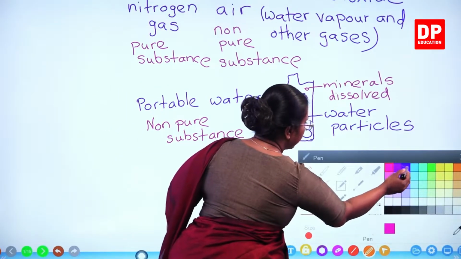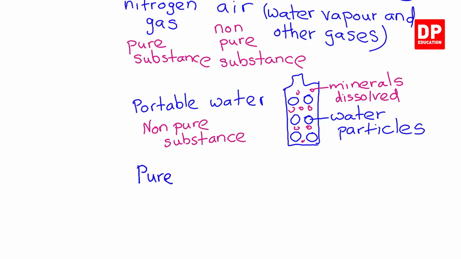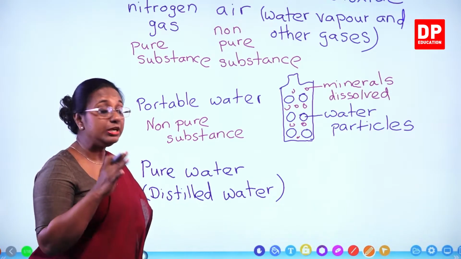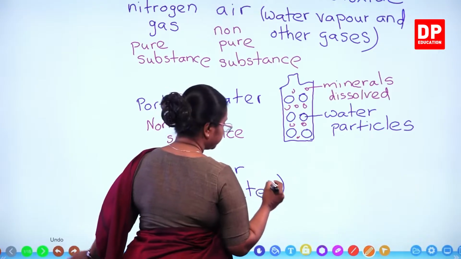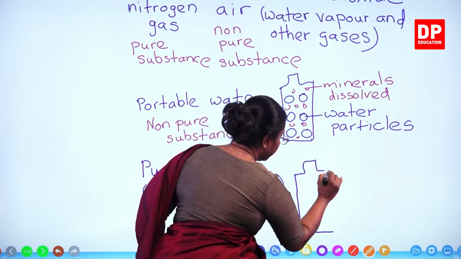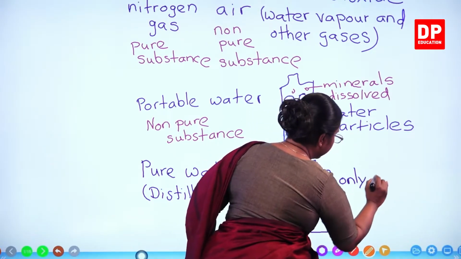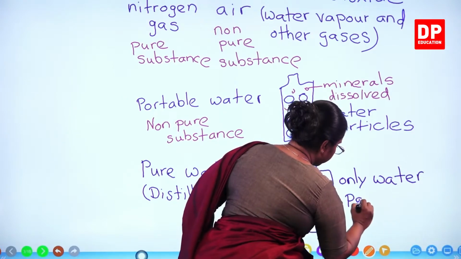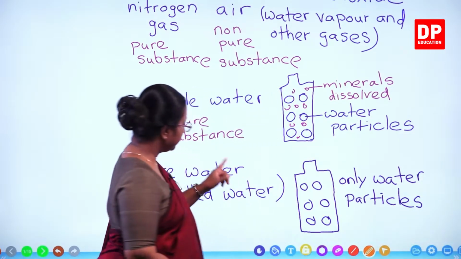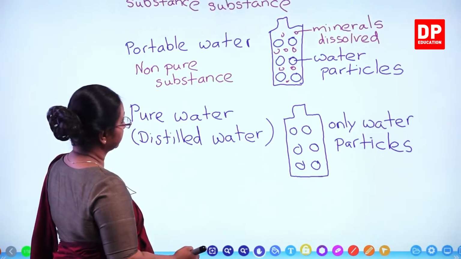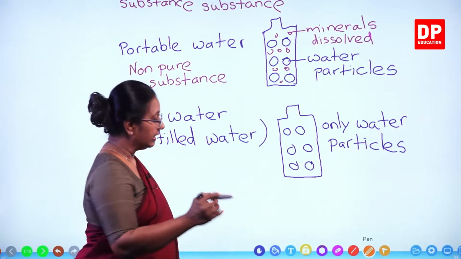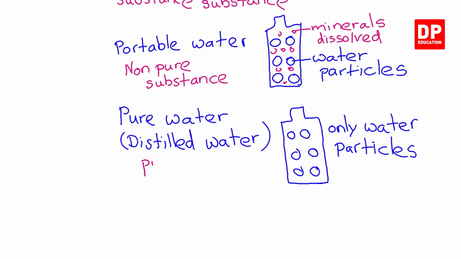So then, if we take pure water, they have said potable water and pure water. Another name given, we can call it distilled water. We will be using this term. Pure water, distilled water, all are only water. If we consider a bottle with pure water, there are only water particles. So this has only one type of constituent particles. So then, what is that? A pure substance.